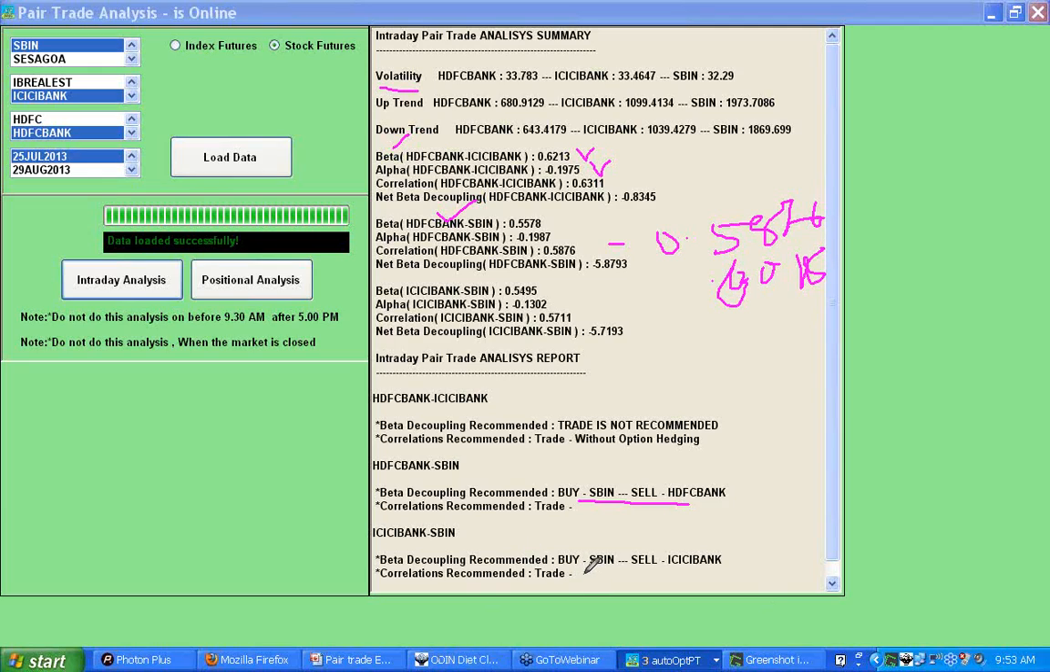This also recommends buying State Bank of India and selling ICICI Bank. Correlation is 0.57, which is also close to this. On an intraday basis, it is telling me to buy State Bank of India and sell ICICI Bank. In fact, I will take one lot from each.